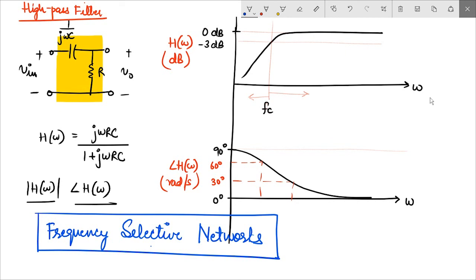So this is why circuits made up of R, L, and C elements are called frequency selective networks, particularly due to their ability to produce a gain which is dependent on frequency, and more importantly, a phase shift which is dependent on frequency. We'll look at an application when we talk about oscillators in the next lecture. Thank you.